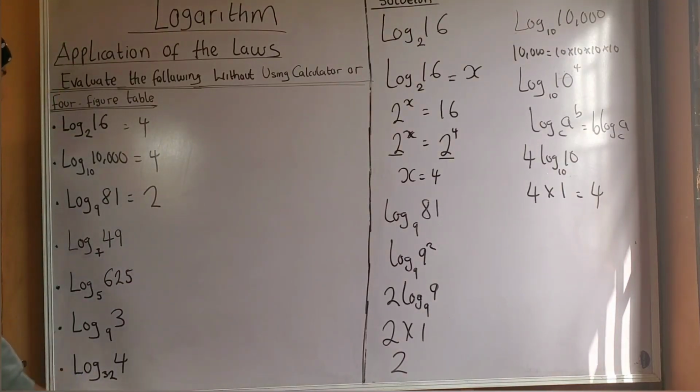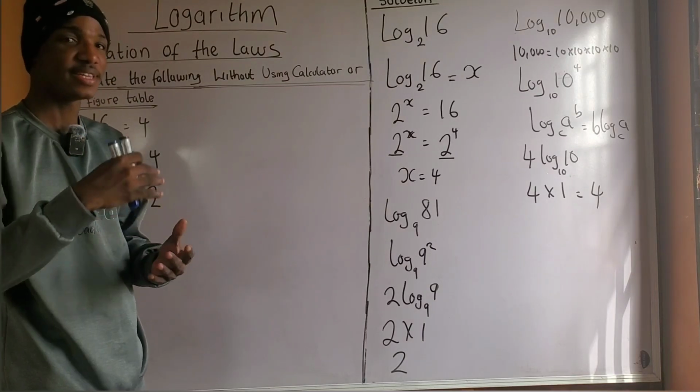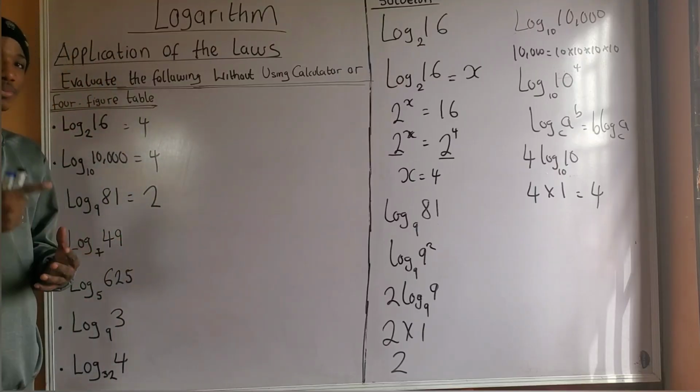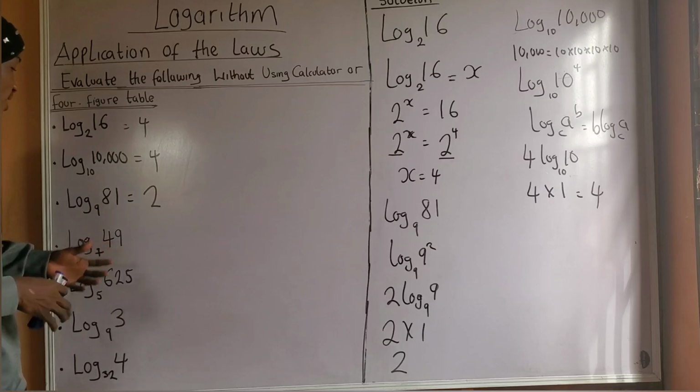Okay, let's look at the fourth question. We have log 49 base 7. I want you to do something. Pause this video, then attempt this question. When you are done, play the video to check whether your answer is correct. Do you understand? Okay, now let's attempt this.